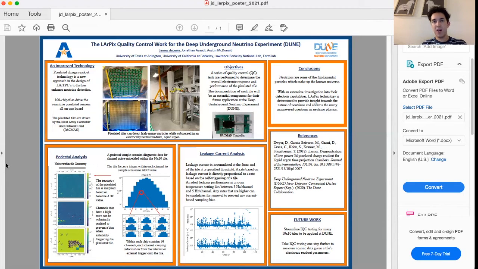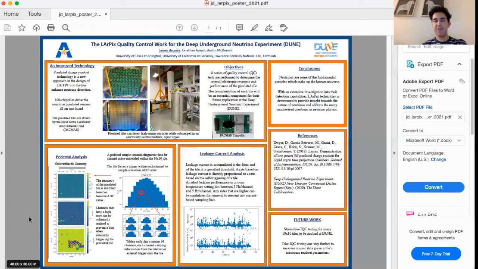With each chip on the 10 by 10 tile, there are 64 channels. And these 64 channels may fluctuate in noise capacity. And to have as little interference as possible, channel noise is forcefully triggered through the system. And channels that have a particularly high rate can be channeled out, voluntarily disabled, and the LArPix tile can move on in a calibrated state without having that much interference attached to it.